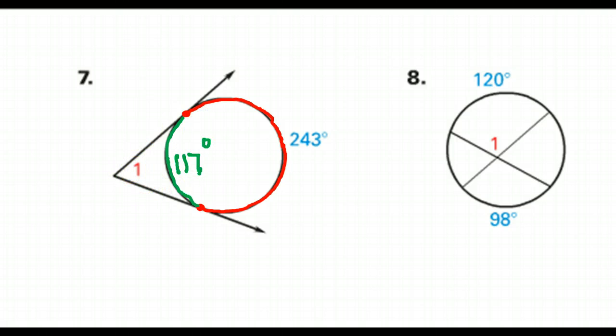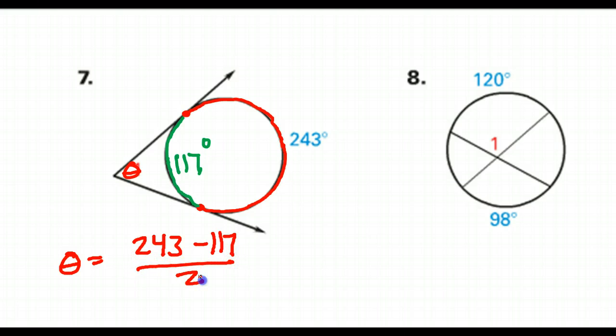So now I'm back in business. And again, I'm going to call that angle theta. The angle is going to equal the big arc minus the small arc divided by 2.